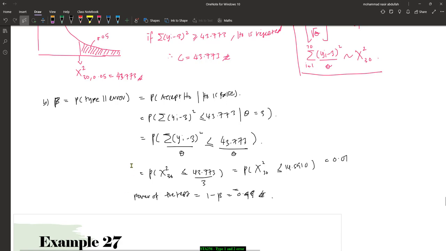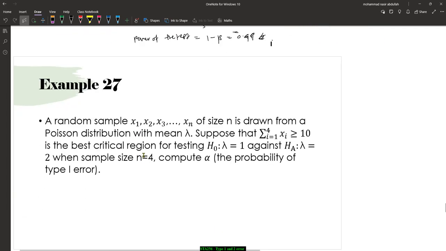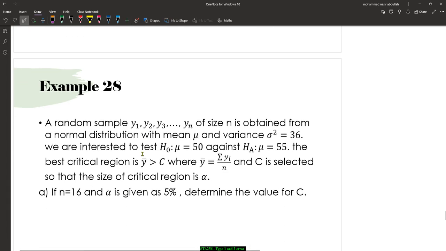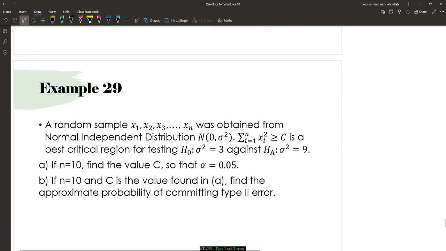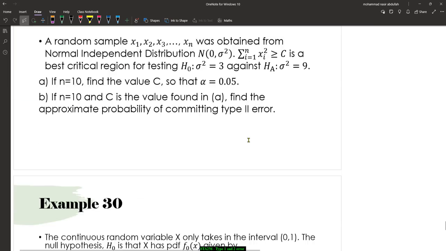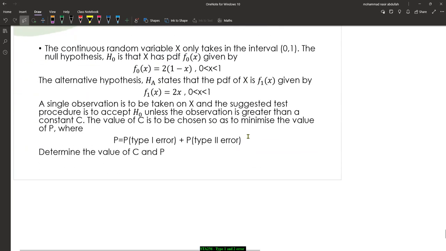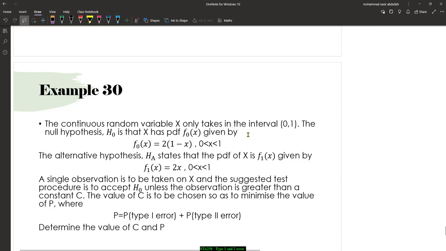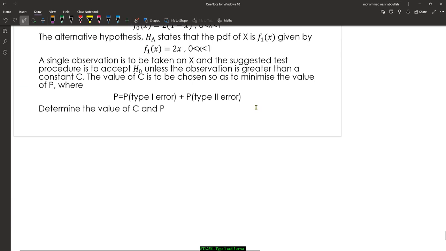Okay, any questions? I think example number 27 you can do by yourself. Example number 28 you can also do by yourself. 29 is the same example as previously, the same thing, this is a chi-square distribution. Look carefully at how we convert to the chi-square distribution. I think it's better we look at example number 30 as our last example.